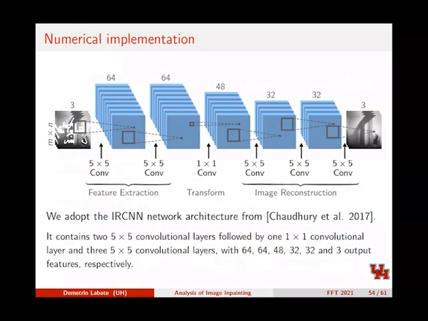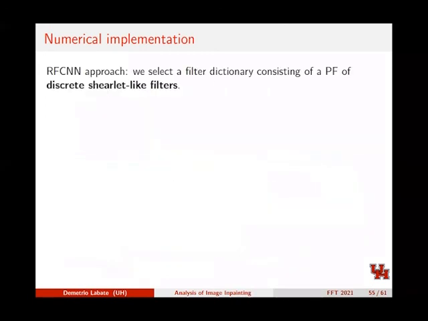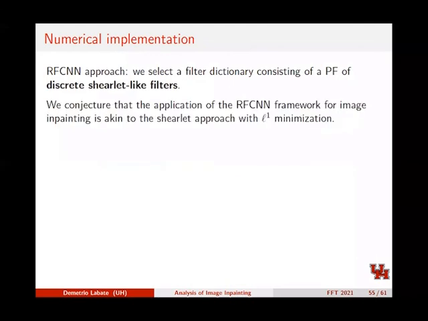Anyway, just to get to the specific application. In our application to inpainting, we adopt a special network architecture, which we adopted from this paper by Chaudhuri, and they call their network IRCNN, image restoration CNN, which has this architecture, and you can interpret it as a feature extracting block, a transformation, and an image reconstruction. So what we do is adopt the same architecture where we replace the filters with our filters from our dictionary, right?